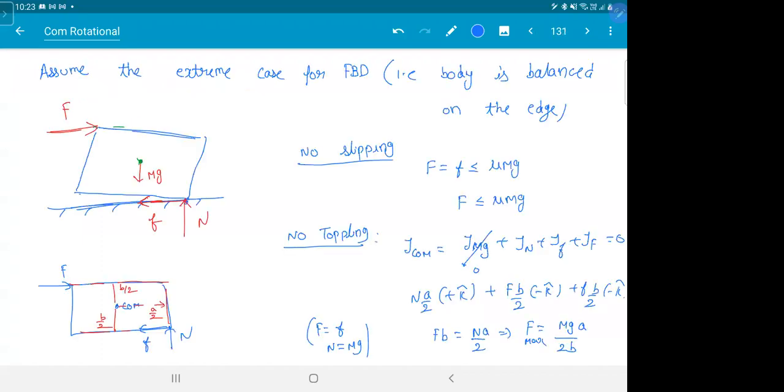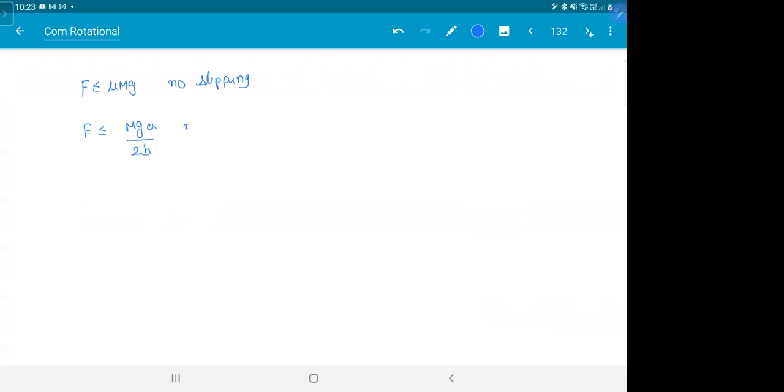Now, what is the answer for this? We got F is less than or equal to mu mg. This is for no slipping. And F is also less than or equal to mg a by 2b. This is for no toppling. So you should take the minimum of both of them. Take the smaller one. I'll give an example.